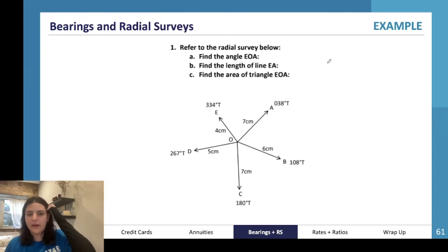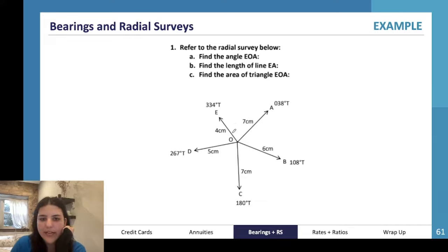Okay, here is another example. Refer to the radial survey below, find the angle EOA, find the length EA, and find the area of triangle EOA. Okay. Angle EOA is just going to be the difference between these two. So 334 up to 360, so 360 minus 334 is going to be 26. And then we have to do plus 38. So that internal angle is going to be 64 degrees for this one.